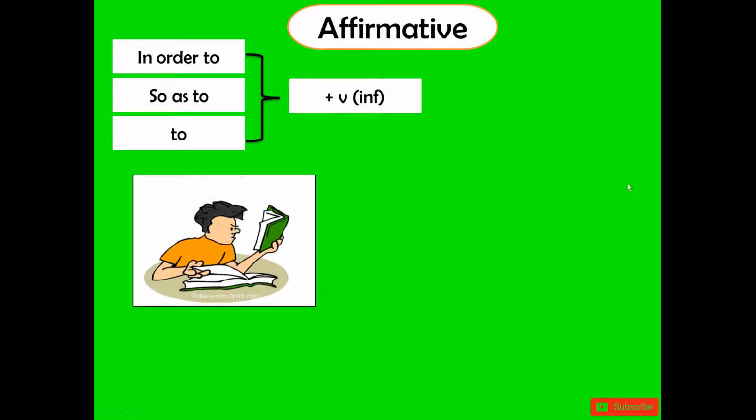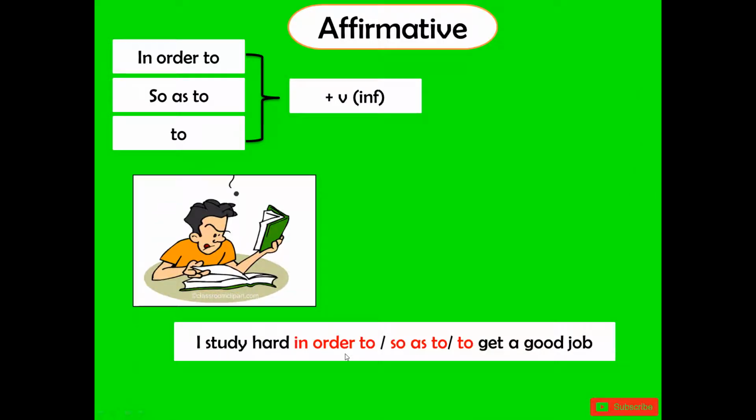For example, I study hard in order to... and it can be followed by the purpose, in order to get a good job. Or I can say, I study hard so as to get a good job. Or I study hard to get a good job.